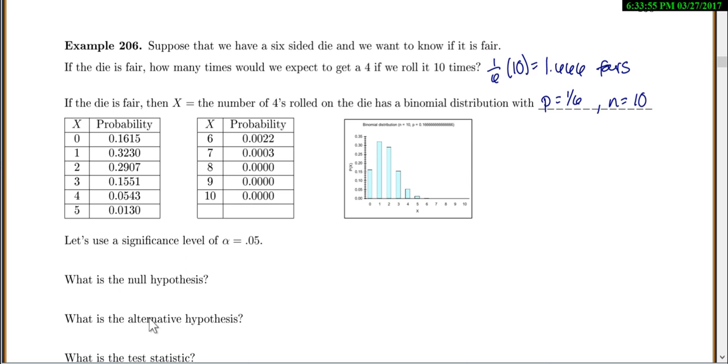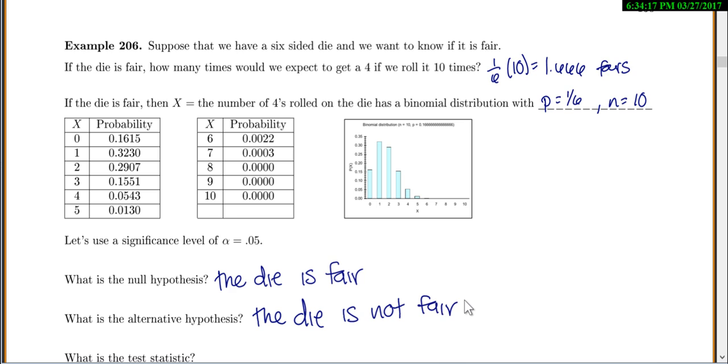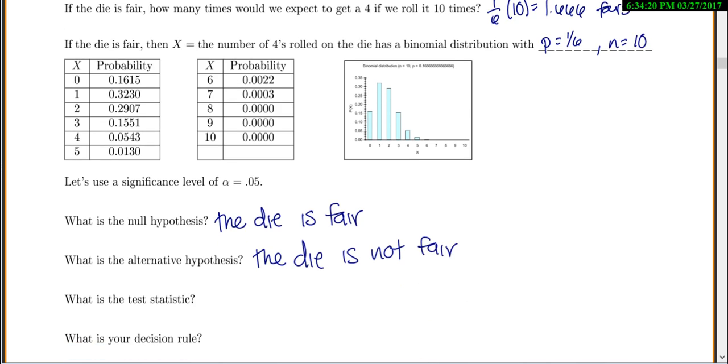Let's start with labeling all of our pieces. So what would be the null hypothesis? You always start with the status quo, and that's going to be that the die is fair, because most dice are assumed to be fair. Then the alternative would be that the die is not fair. So what would be our test statistic then? Remember, our test statistic is some number that you're computing from your sample data. And what would be the natural thing to compute? It would be our number of 4s.